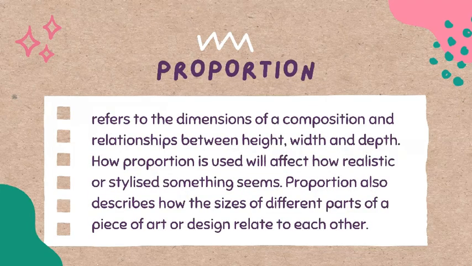Next is we have proportion. It refers to the dimensions of a composition and relationships between height, width, and depth. How proportion is used will affect how realistic or stylized something seems. Proportion also describes how the sizes of different parts of a piece of art or design relate to each other. Okay? Itong bang right wing ay proportion ba or sakto ba dito sa left wing? Okay? Dapat proportion yan, di ba? Dapat balance din yan. Okay? That is one of the principles of arts.